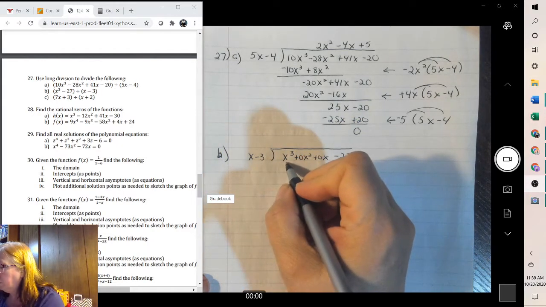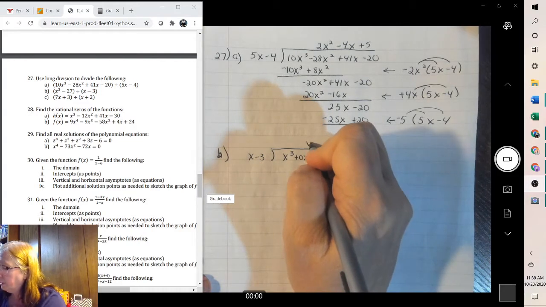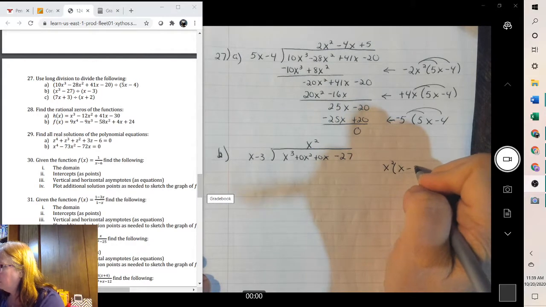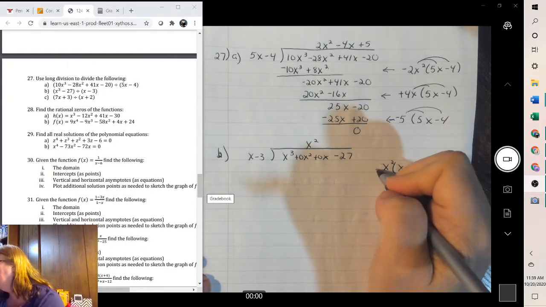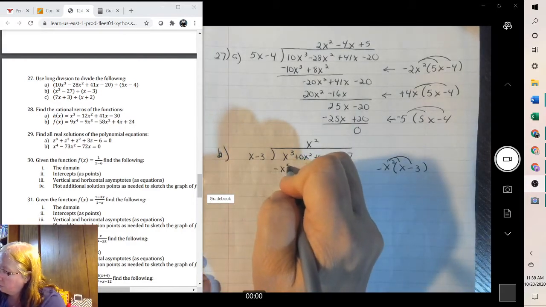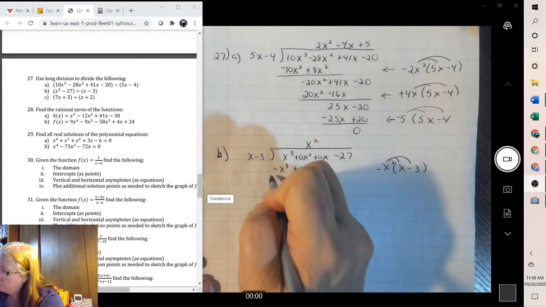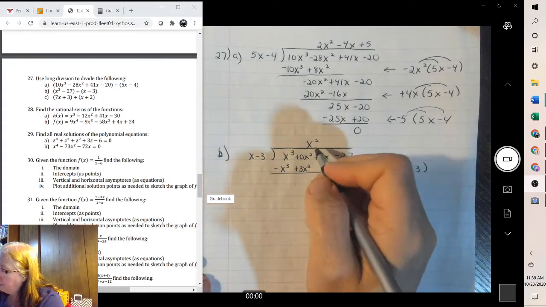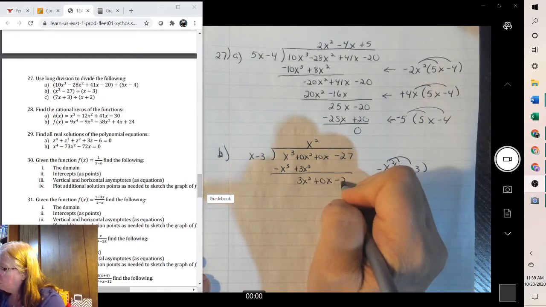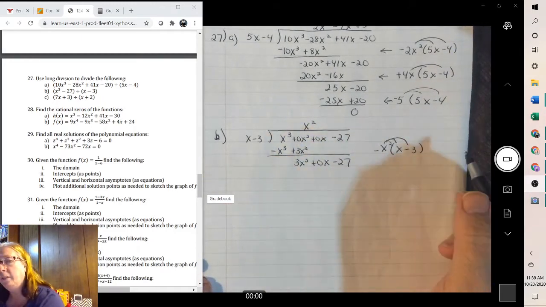x times what will give me x cubed? Well, I have the 1, I need 2 more x's, so I need an x squared. I take x squared times my x minus 3. I'm subtracting, so I will change my sign and then distribute. I get a negative x cubed plus 3x squared. Adding down, I get 3x squared plus 0x minus 27. Those zeros are just to hold the spaces for those values.